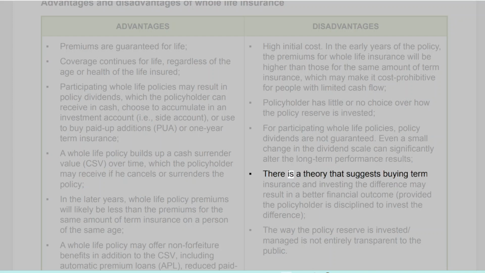There is a theory that suggests buying term insurance and investing the difference may result in a better financial outcome, provided the policyholder is disciplined to invest the difference. The way the policy reserve is invested or managed is not entirely transparent to the public.